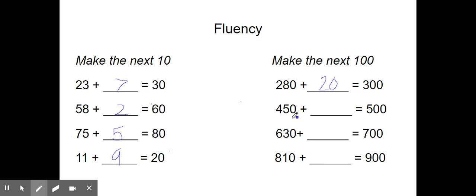450 plus blank equals 500. We have 5 10s here, or 50. We need 5 more 10s. 5 10s is the same as 50. 450 plus 50 equals 500. 630 plus blank equals 700. 30 and 70 are partners. 810 plus blank equals 900. 10 and 90 are partners to make the next 100. Great job!